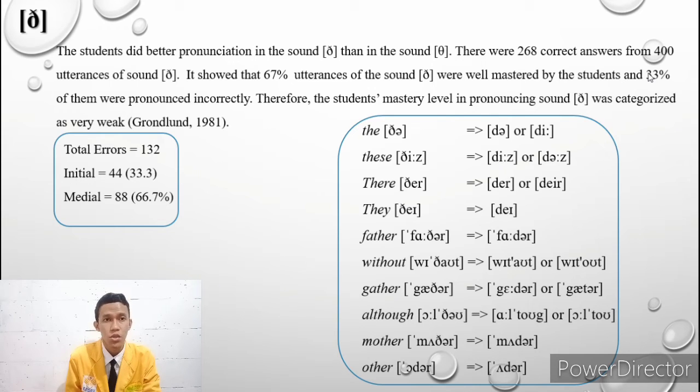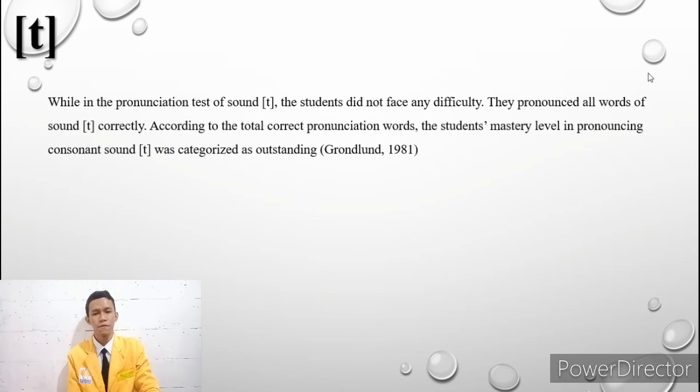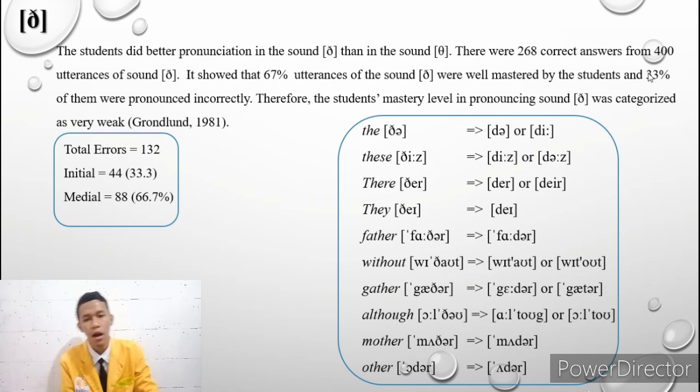The error are, the student tend to pronounce the word the as the, this as this, there as there or dear, and then they as they, father as father, without as without, gather as gather, although as although, and then mother as mother, and other as other. The most difficult word to be pronounced by the student were the word without and although.